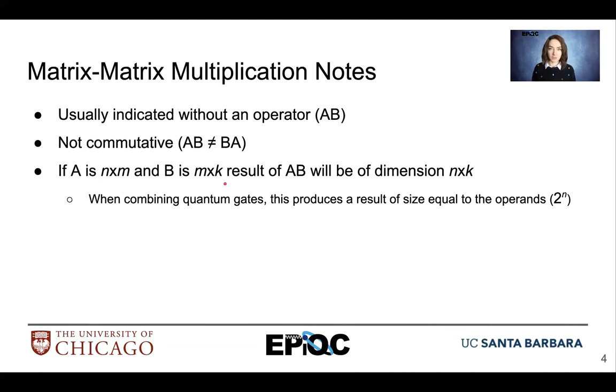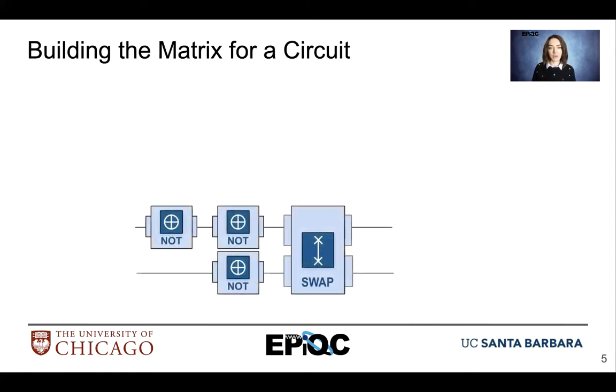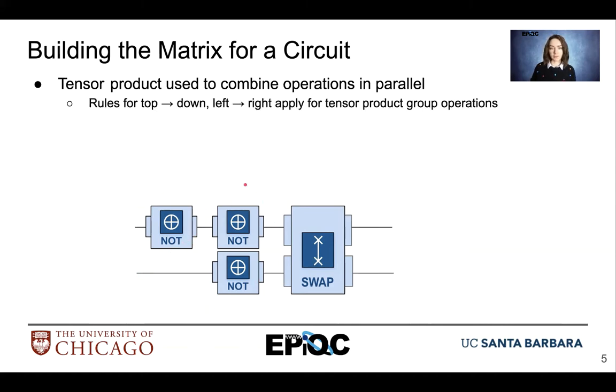Because we're always working with square matrices, the resulting matrix will always be the same size as the two input matrices. So that's going to be of size 2^n, where n is the number of qubits that operation transforms. Let's build the matrix for a circuit. So here we have a sample circuit, and we use tensor product to combine operations in parallel. So we would have to come up with a matrix for these combined operations and these combined operations.